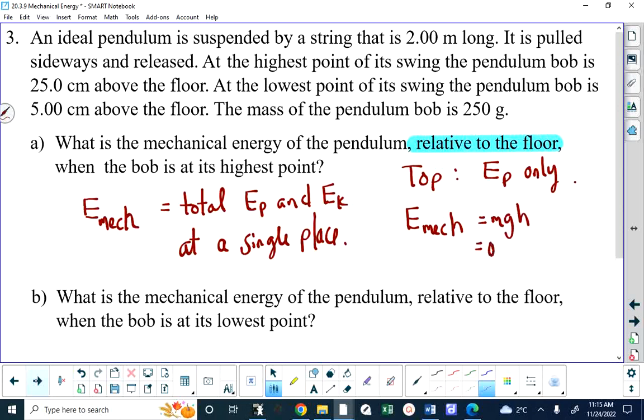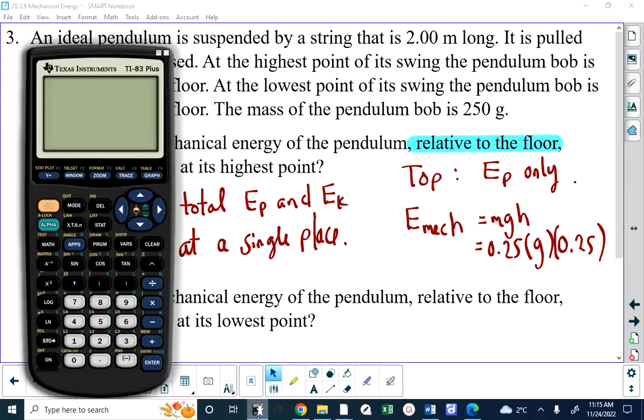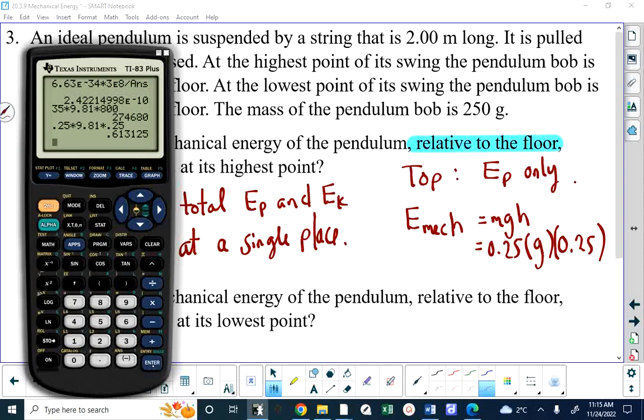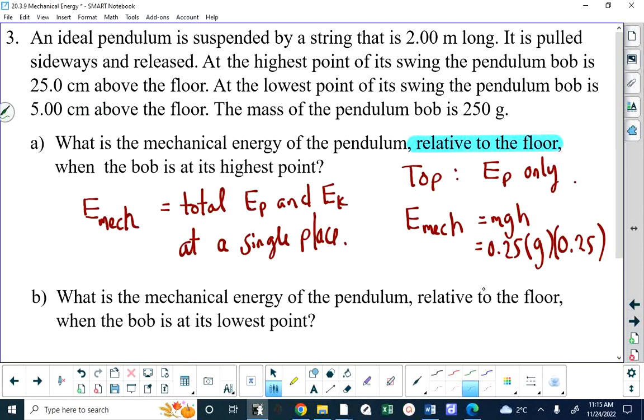So the mass is 0.25 kilograms. I'm going to abbreviate g. We know what g is, 9.81 newtons per kilogram. And 25 centimeters above the floor is 0.25 meters. That gives me 0.613125 joules. I'm just going to record all of those.